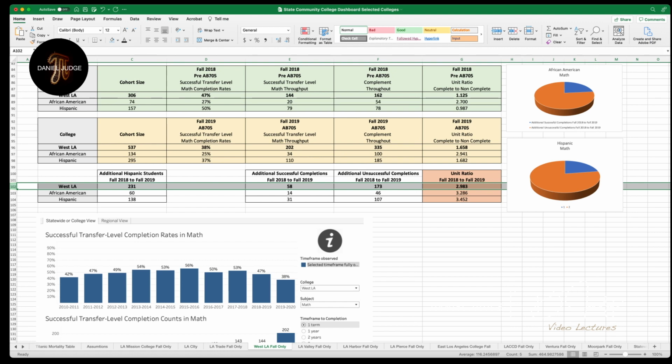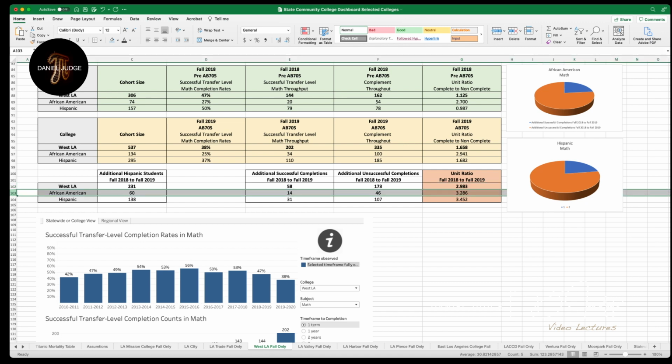231 students got access. For every additional student that got through, 2.983 did not get through. That's almost 3. African Americans, let's look at them.